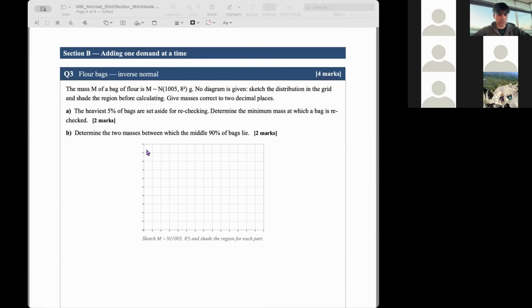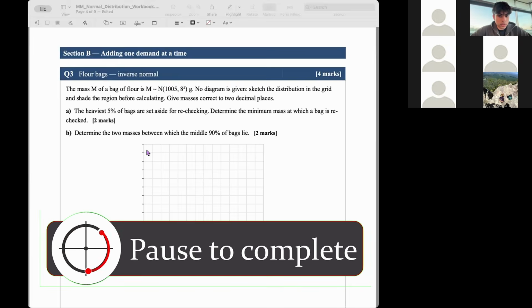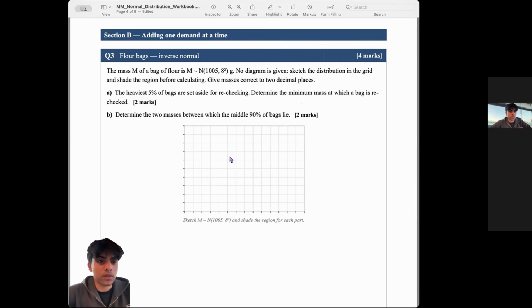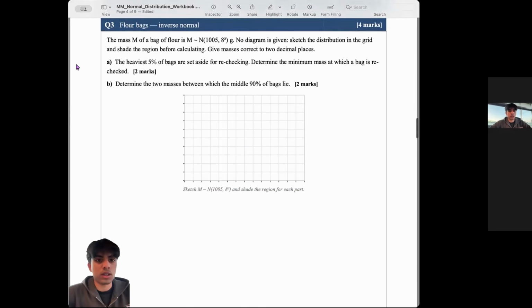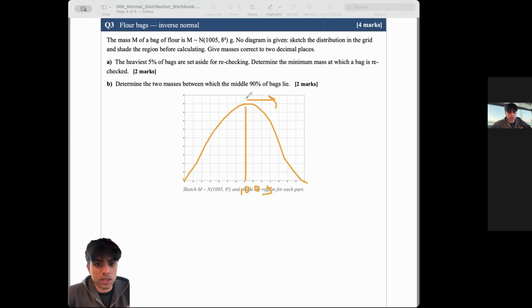This time they want us to actually draw, so you guys can go ahead and do that. We know the mass of a bag of flour is going to be 105, and we did have this drawn out previously. Over here, we have 105 as your mean, and we have 8 squared as our variance, so 8 is going to be our standard deviation. I'll just have a nice little 8 there. The heaviest 5% of bags are set aside for rechecking. Determine the minimum mass at which a bag is rechecked.